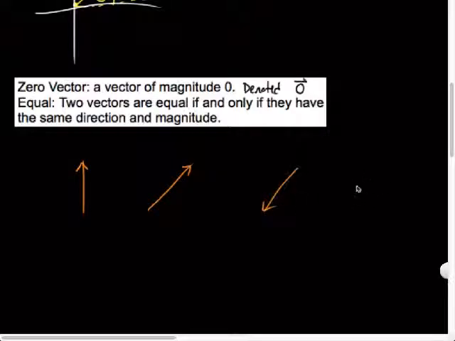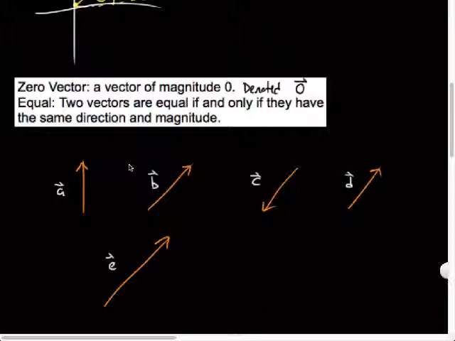All right, so let's say I've got the following. So here's a bunch of vectors. Let's throw some names on these. Say this is vector A, vector B, vector C, vector D, and vector E. All right. So which of the following two vectors are equal?